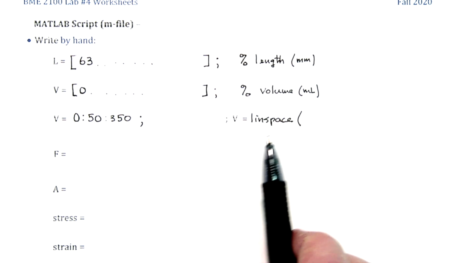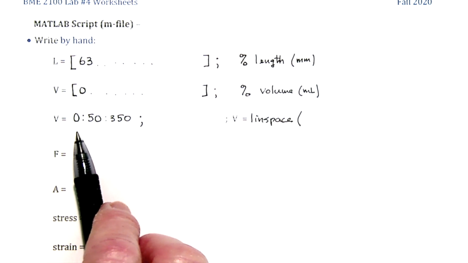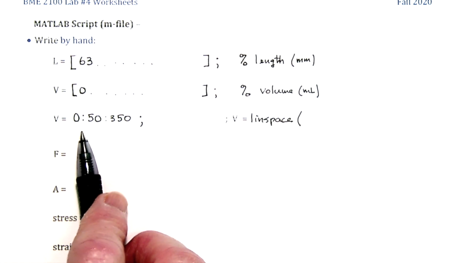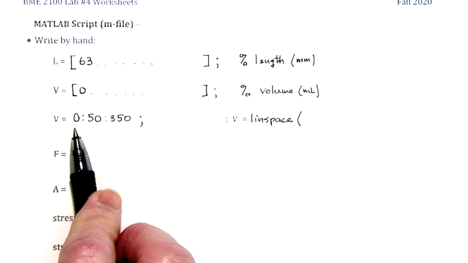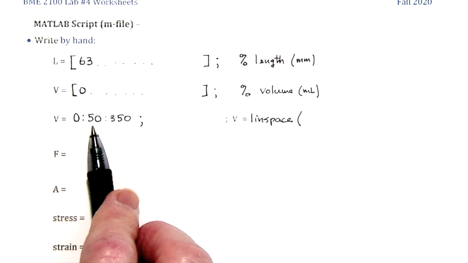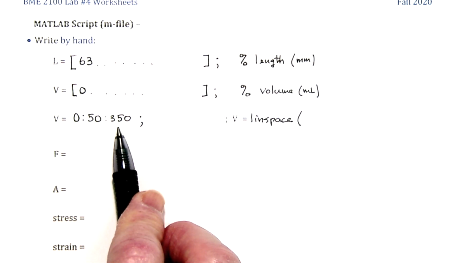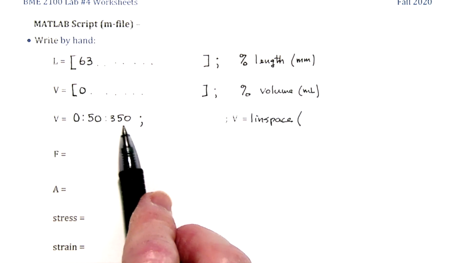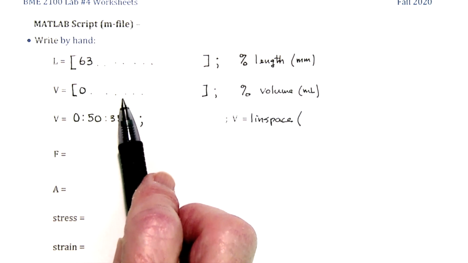But there are 2 other ways that you could enter that volume vector in. We could use the colon operator that we've seen before, starting first with the very first value of volume, which is 0, incrementing by 50 for each increment, and ending in 350 milliliters. That's one way of doing it, and that's going to give you the exact same vector that you get from the previous line.